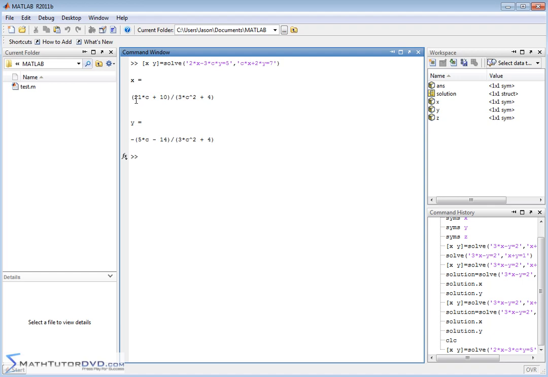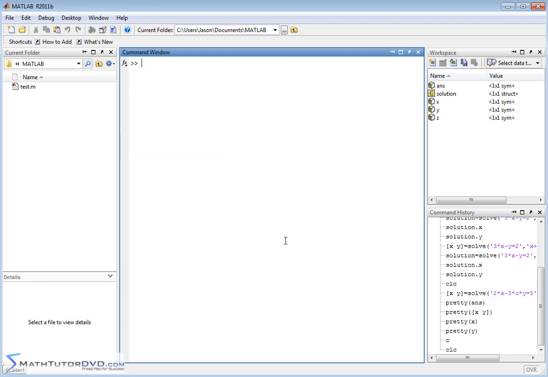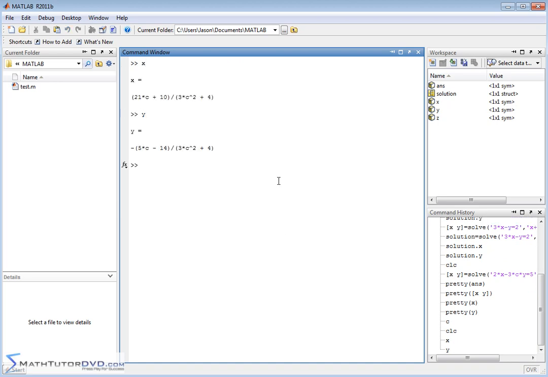It says x is equal to all this stuff, which notice involves the constant c, and also for y. So the answer we got for x is this, and for y is this, and they all involve the constant c that was generically thrown in there. So the Symbolic Math Toolbox can solve these even when unknown constants are involved in the equations.